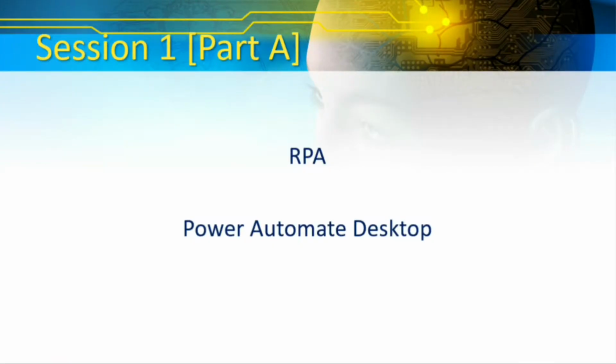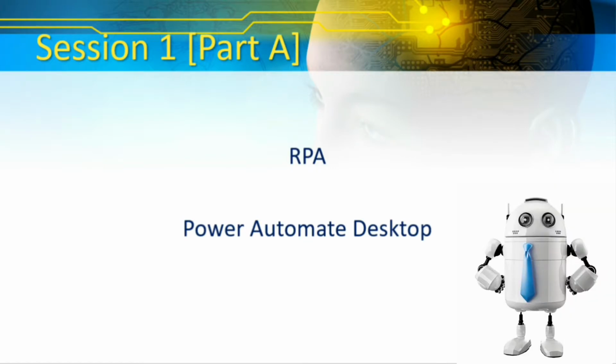So beginning with the session, session 1 consists of two parts. Part A includes description about RPA and Power Automate Desktop and its installation. Part B, which we will cover in the next session, includes description about UiPath and Automation Anywhere and the installation.